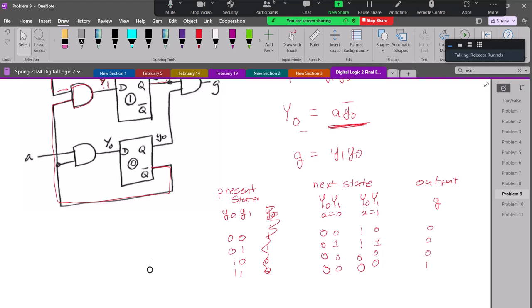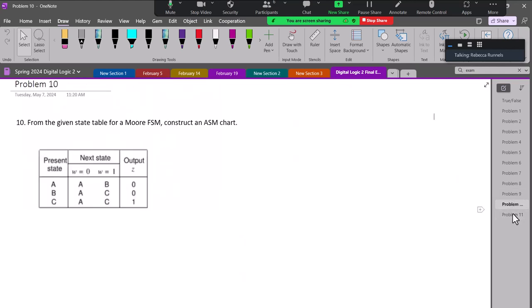Other questions? All right, so I did want to do one ASM chart since I had never done one with y'all, but if you've taken any computer programming at all, which you have, they're not bad at all. So for this one, it says from the given state table, construct an ASM chart.